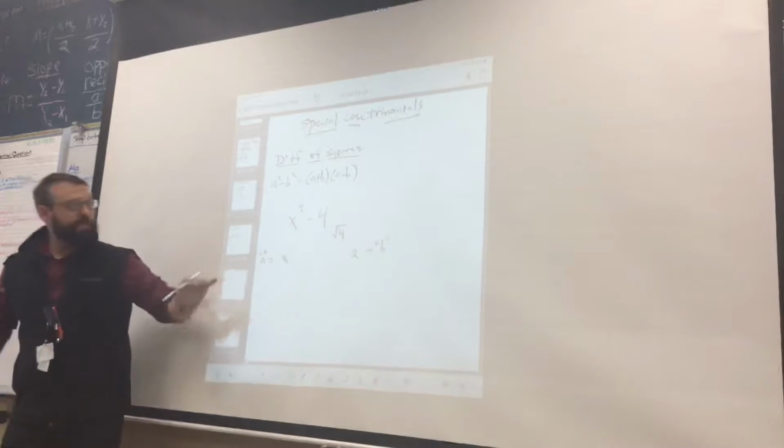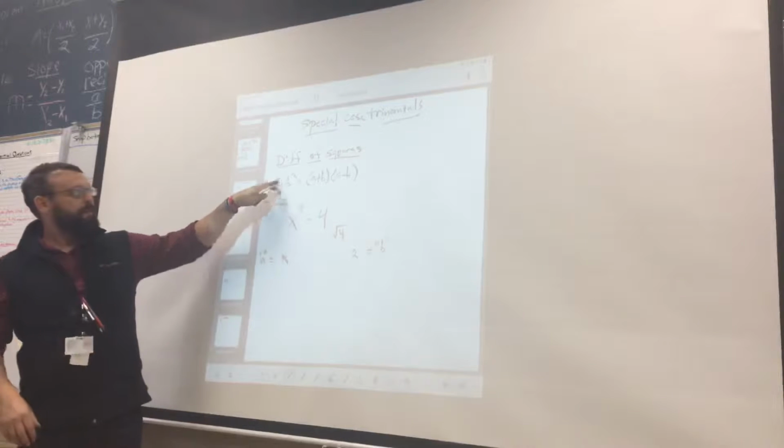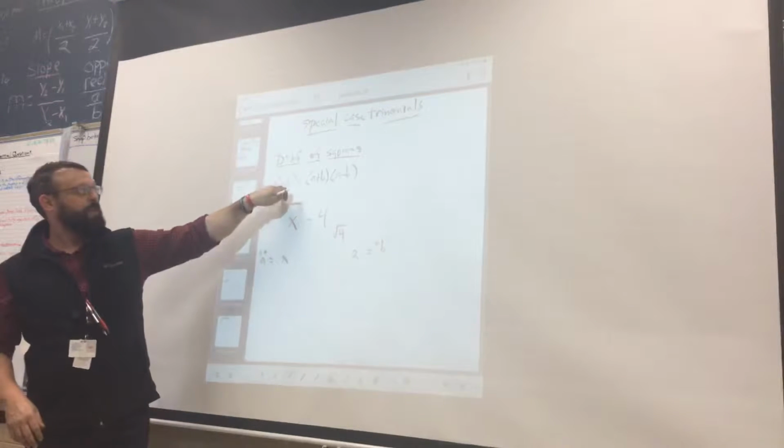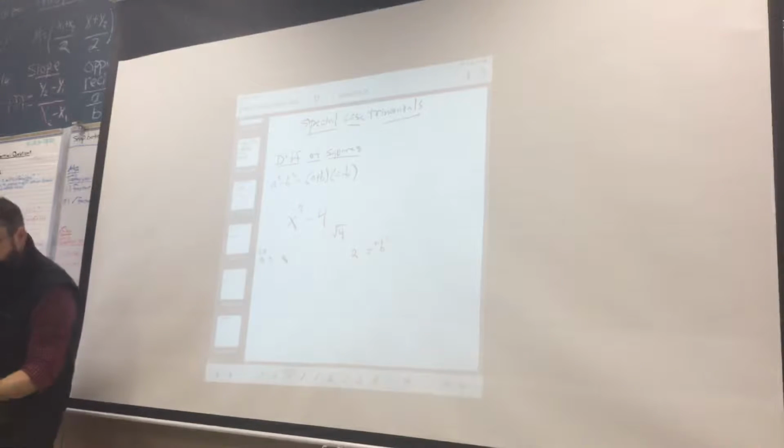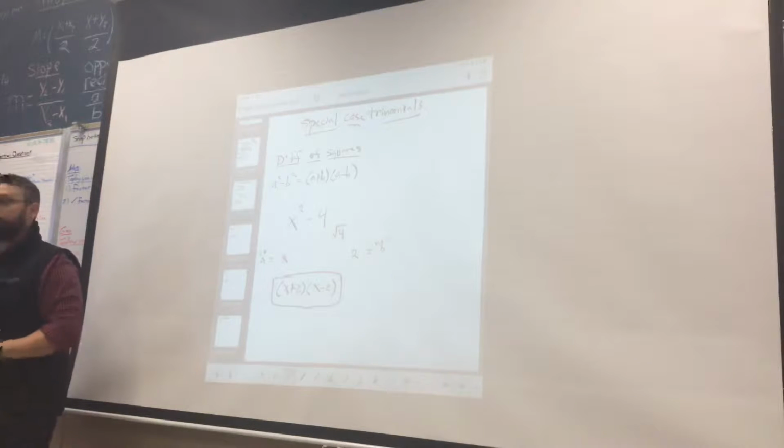So when I put this together now, it's saying, okay, if I have these two numbers squared and there's a minus sign, then I can rewrite them as two binomials, which would look like this right here. x plus 2 and x minus 2. That's your answer. You're done.